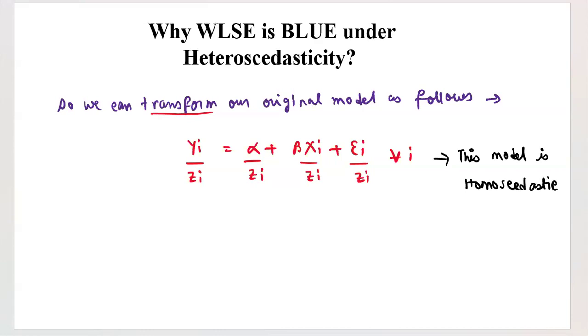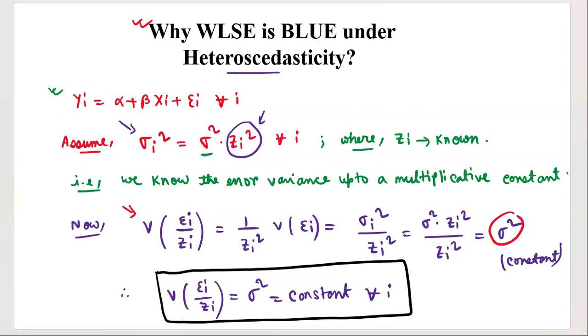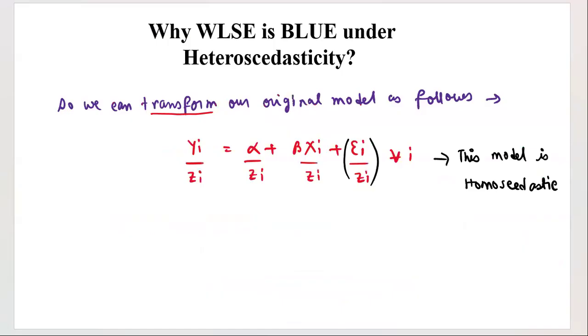Because the error variance is constant. Basically, here this is the error variance, and we have just shown that this error variance is constant, right? So this is the method. If heteroscedasticity is present in your model, you have to convert this into homoscedasticity.